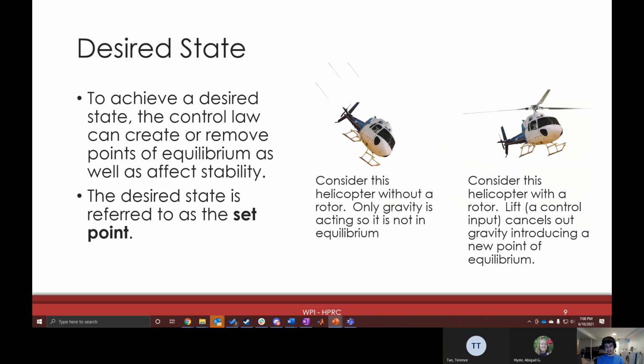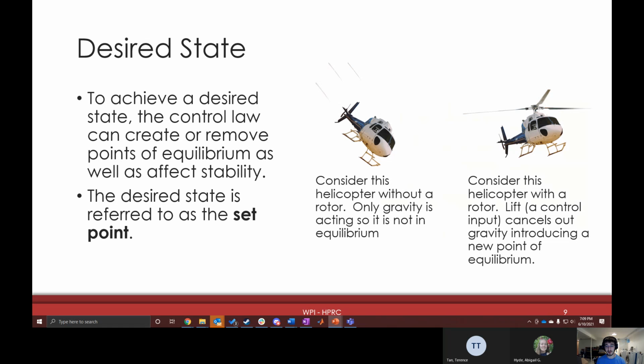So as I mentioned with the desired state, that's usually the end goal. And to actually achieve this, control laws can create or remove points of equilibrium as well as affect their stability. And this is kind of done by augmenting the equations of the system dynamics. This is all to get it to what's called the set point, which is the more technical name for the desired state. So for example, with this helicopter, our set point might be that we want the helicopter to remain at a constant altitude.